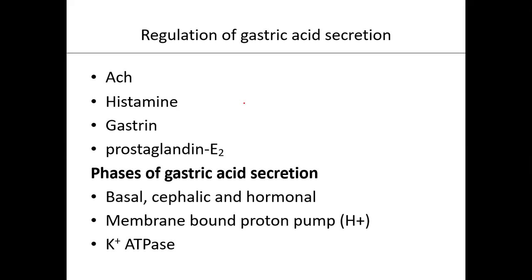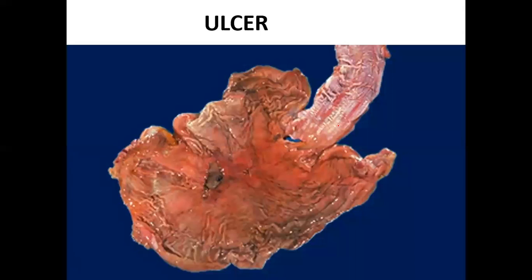Now, gastric acid secretion is regulated by acetylcholine, histamine, gastrin, and prostaglandin E2. There are various phases of gastric acid secretion, which include the basal phase, the cephalic phase, and the hormonal phase. And this is mainly produced by the membrane-bound proton pumps, which are activated as hydrogen potassium ATPase.